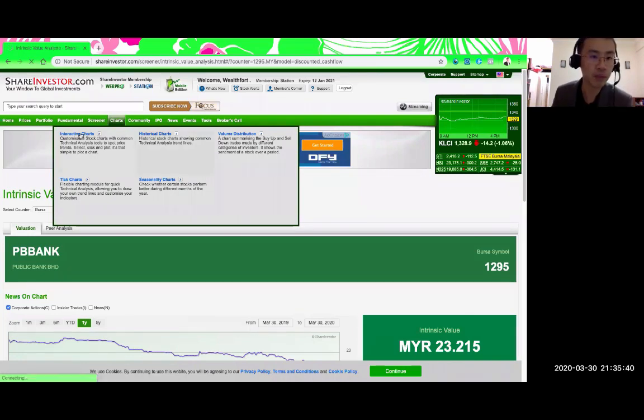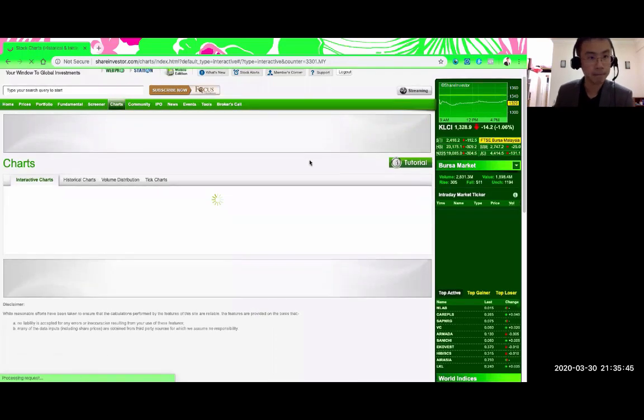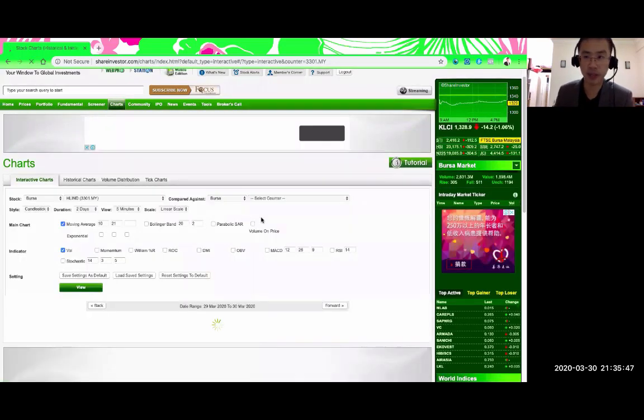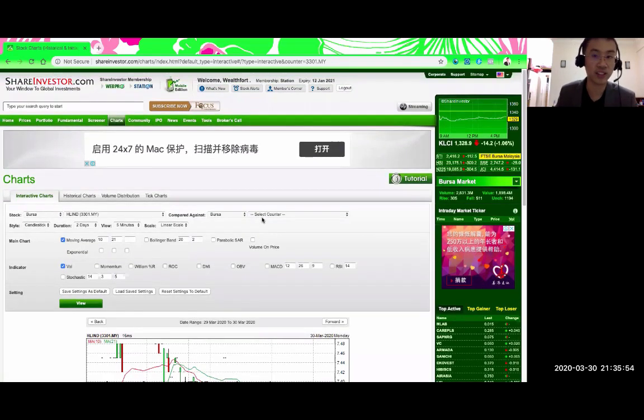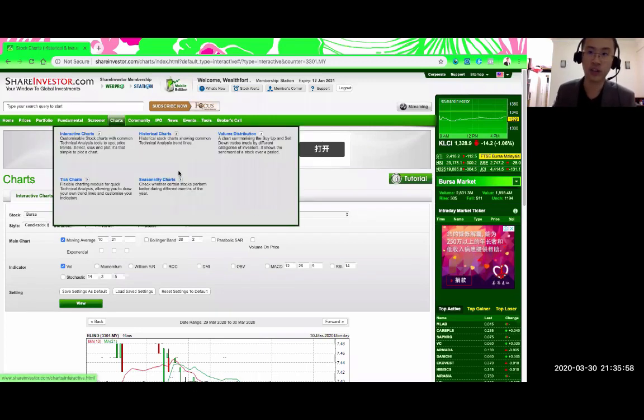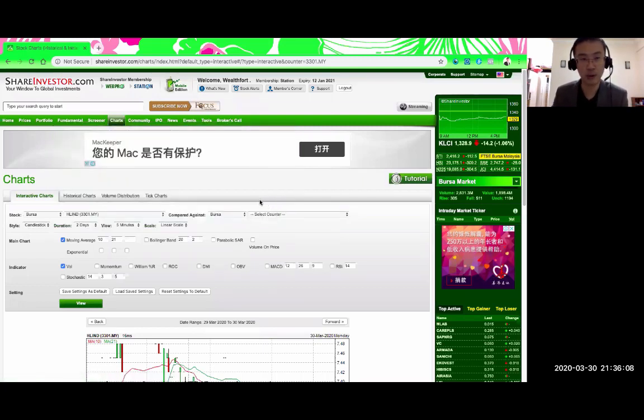Of course, when it comes to charts, you can do interactive charts or historical charts. The chart feature is a bit more basic. If you want a more advanced feature, you need to subscribe to their ShareInvestor Station. Okay, this is ShareInvestor WebPro. WebPro is a web-based application, whereas ShareInvestor Station is a desktop-based application. That one is a couple of thousand. Okay, this one is already very good value for money. Of course, ShareInvestor Station is more sophisticated.